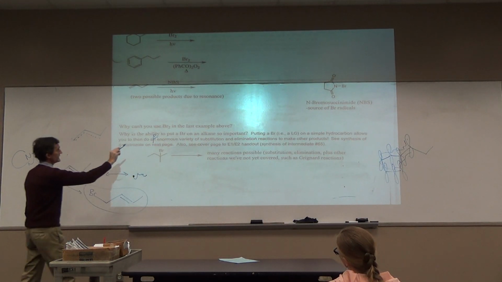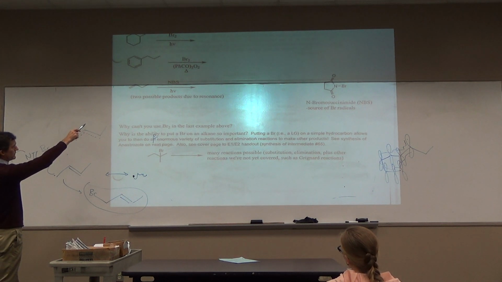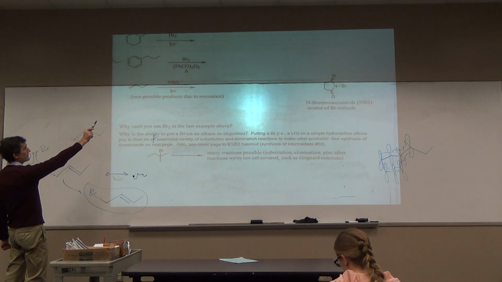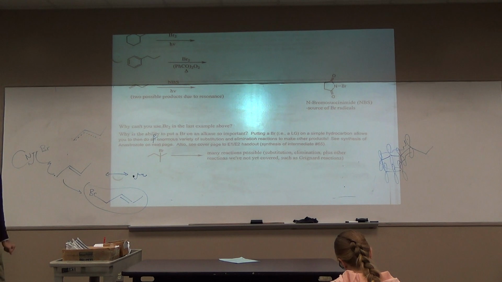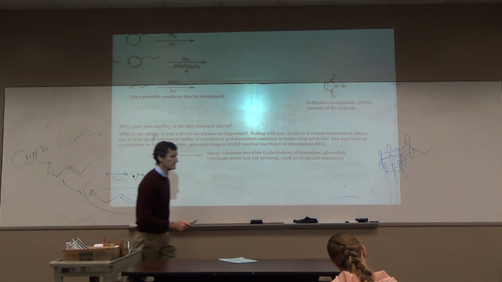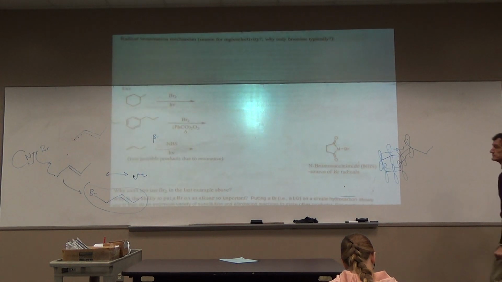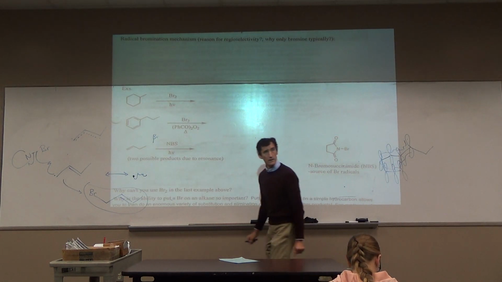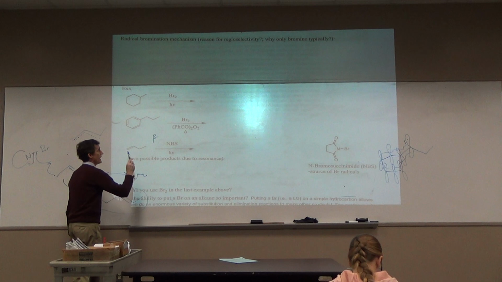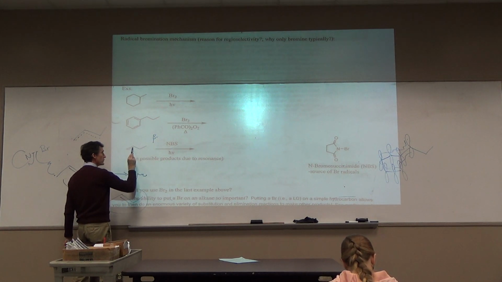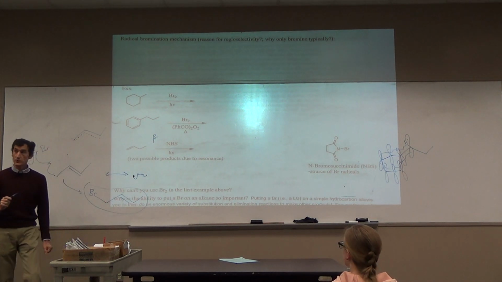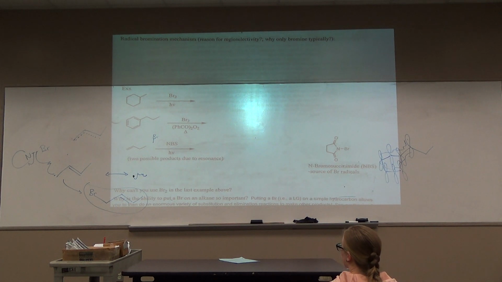Why can't you use bromine in the last example? You actually cannot use bromine. You have to use NBS. Why can't you use bromine? Yes, if we use bromine, you would end up brominating the alkene and getting a dibromide from an addition reaction.